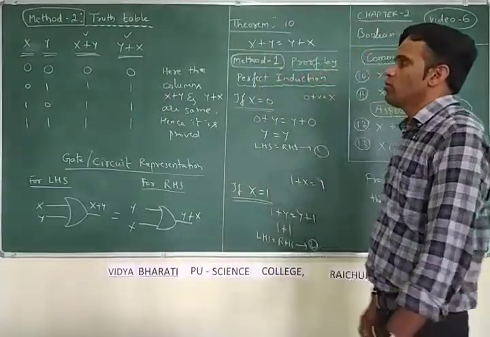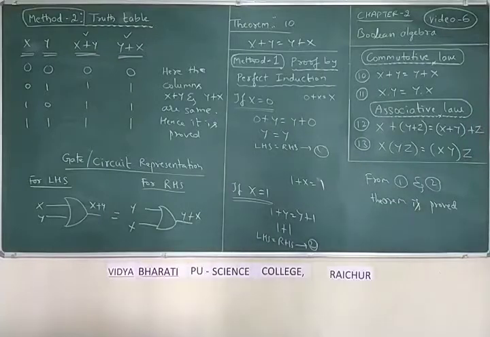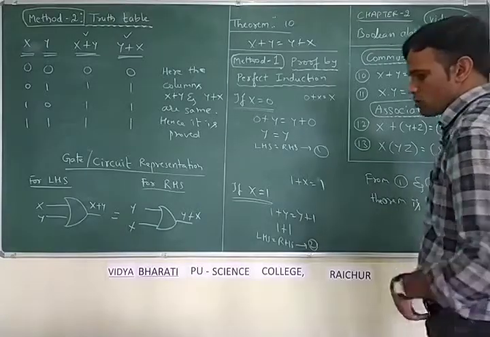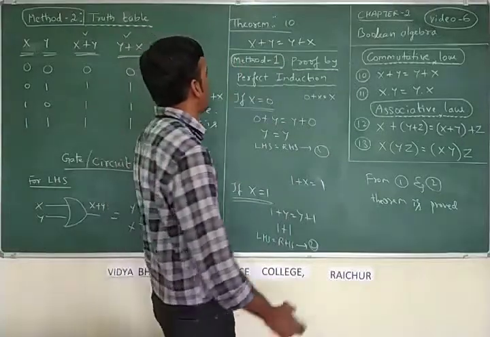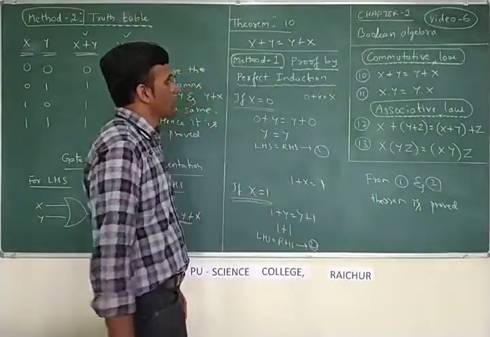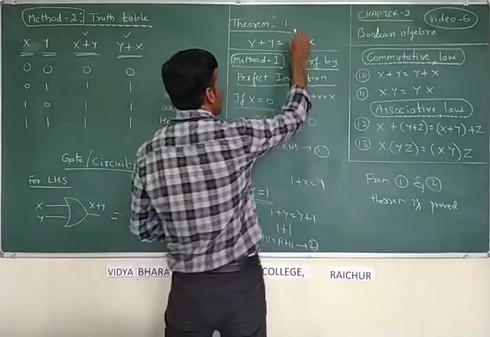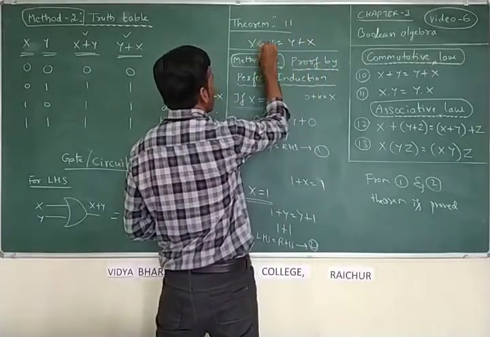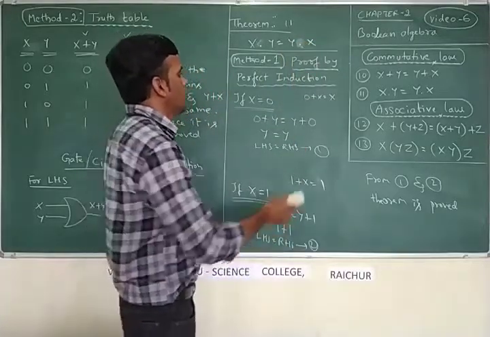Okay. So we'll move for the next one, other commutative law. So instead of OR operation we are having AND operation. So x into y equals to y into x. So in this only I will go for some changes. So theorem number 11, x into y equals to y into x.